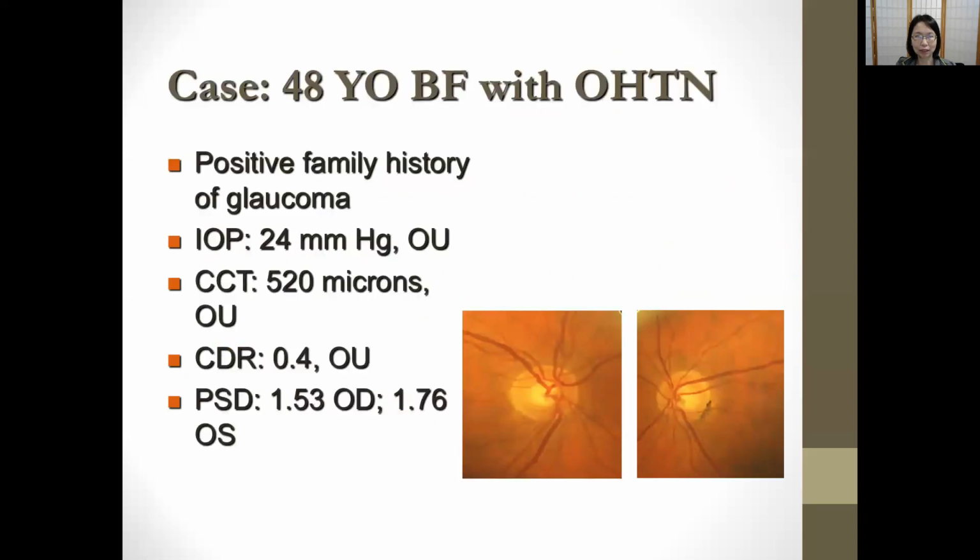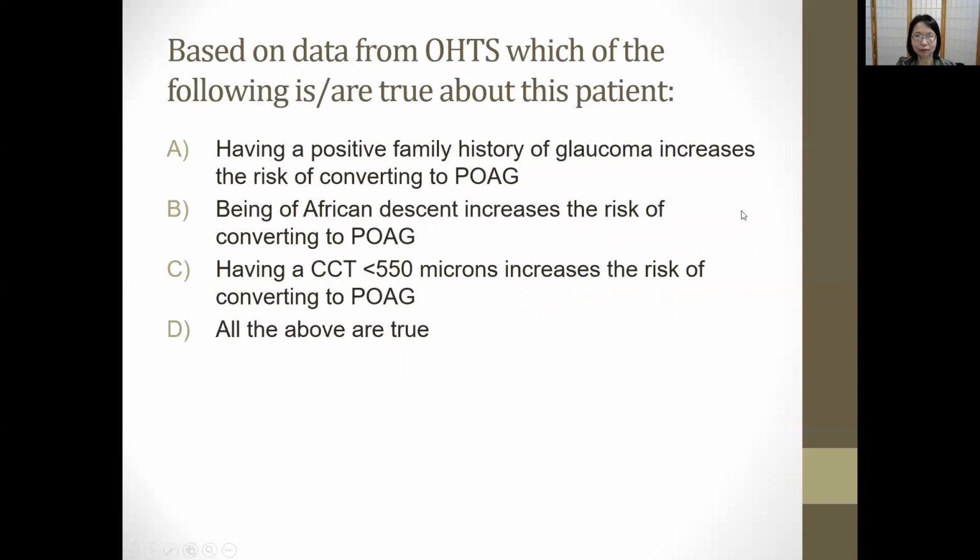Here's another question related to the ocular hypertension study. This is a 48-year-old Black female with ocular hypertension. She has a family history of glaucoma. Her IOP was 24 millimeters of mercury in both eyes. Her CCT was 520 microns, cup-to-disc ratio of 0.4 in each eye, and you see the pictures here. The PSD was 1.53 in the right eye and 1.76 in the left eye. Now, based on data from the ocular hypertension treatment study, which of the following is or are true about this patient?